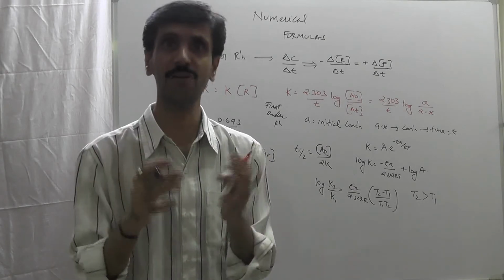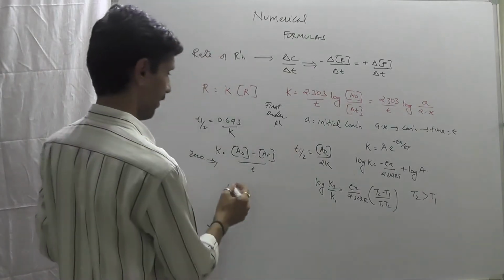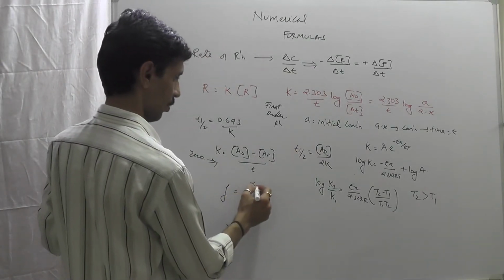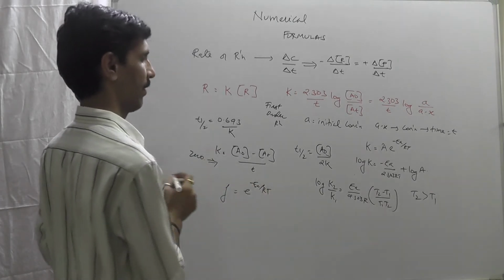So the fraction of the molecules having that particular kinetic energy, that is F, is equal to e raised to minus of EA upon RT. Okay, ये हमें इक्वेशन मिलता है.